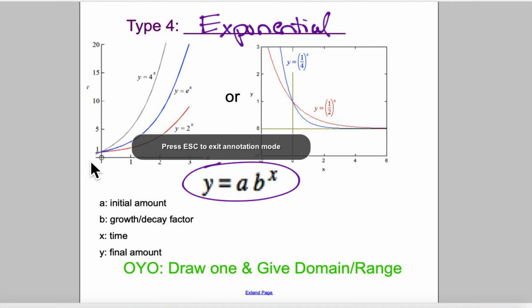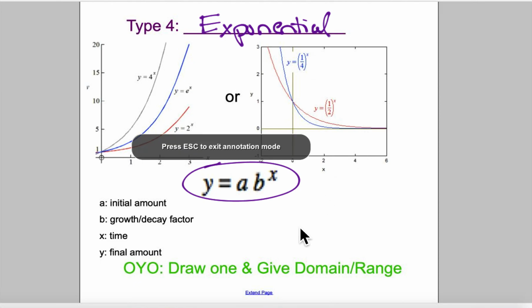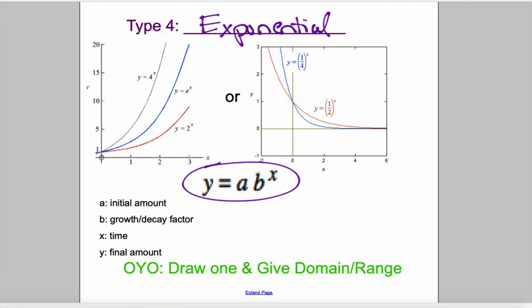But what you always see is another example of what we call a horizontal asymptote, right? So you have this imaginary line that the graph will not cross under. It's not going to go below the x-axis. Because if you think about it, even if you had 1/2 to the millionth power, it's still not going to be a negative output. It's going to be something that's really, really close to 0, but never actually going to get there. So on your own, you can draw an exponential growth or an exponential decay, give it a domain and range, and move on to the next one.